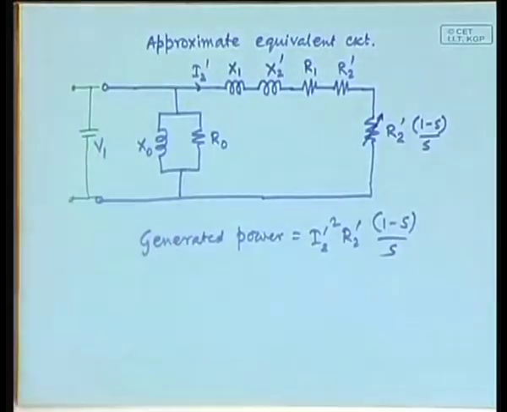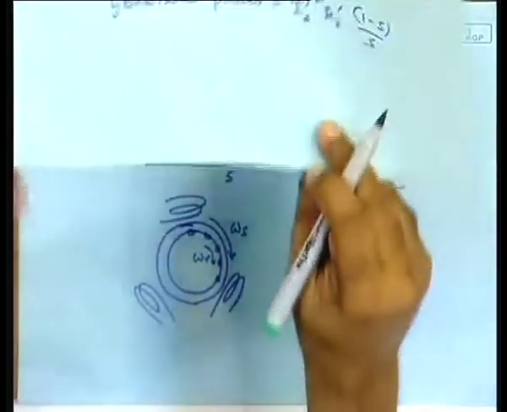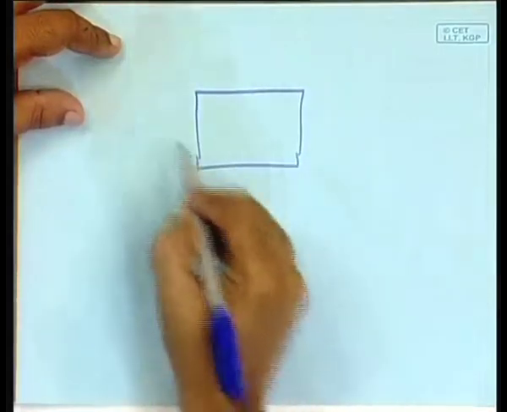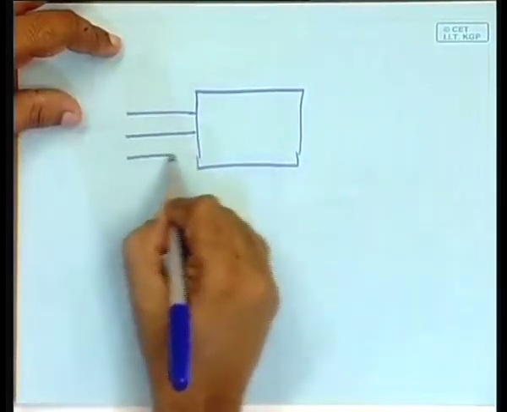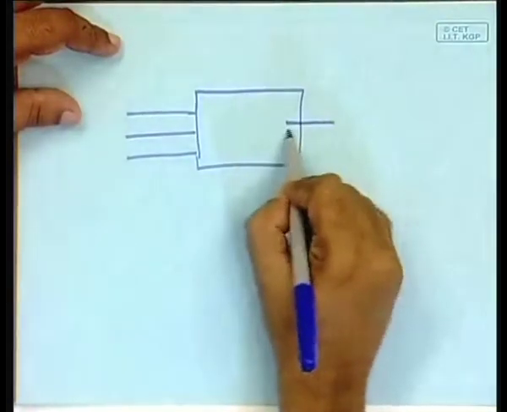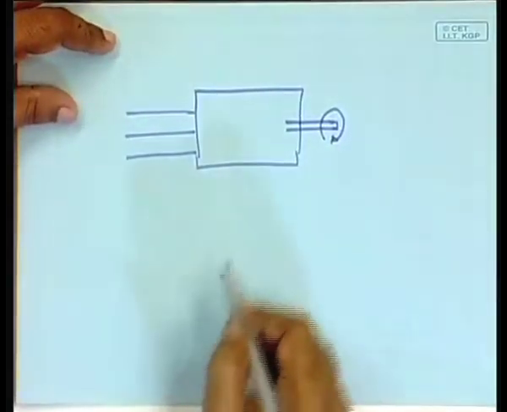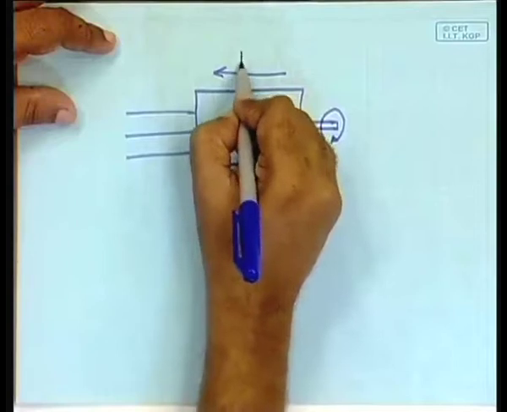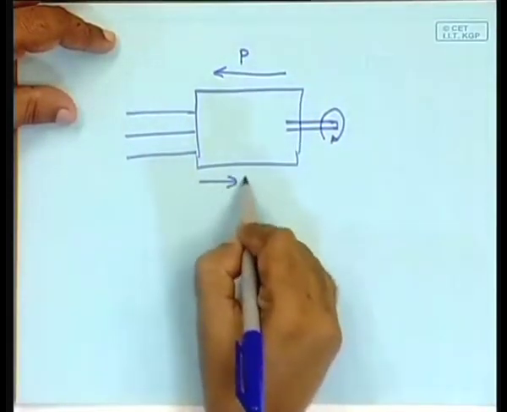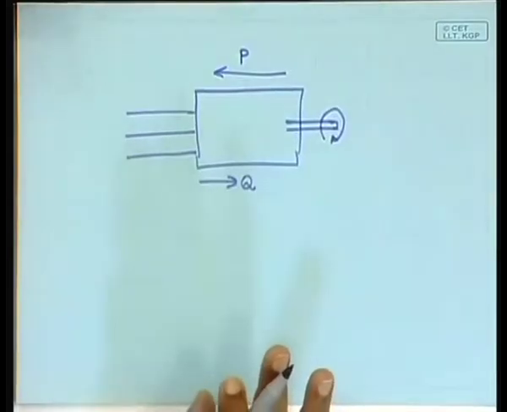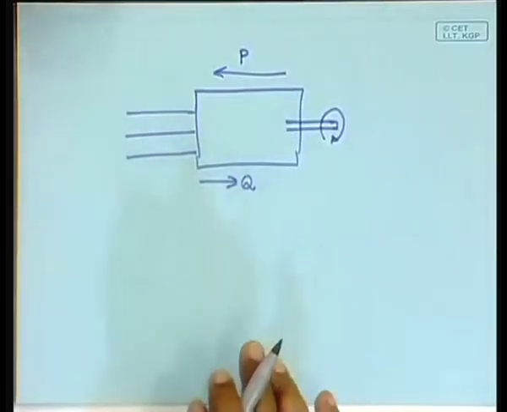Okay. So one important thing to remember is that if you consider the induction machine as a black box connected to a 3-phase line, and here is a shaft that is being rotated, then it is important to remember that the active power flows like this and the reactive power flows like that. This is unique to the induction machine, the induction generator.